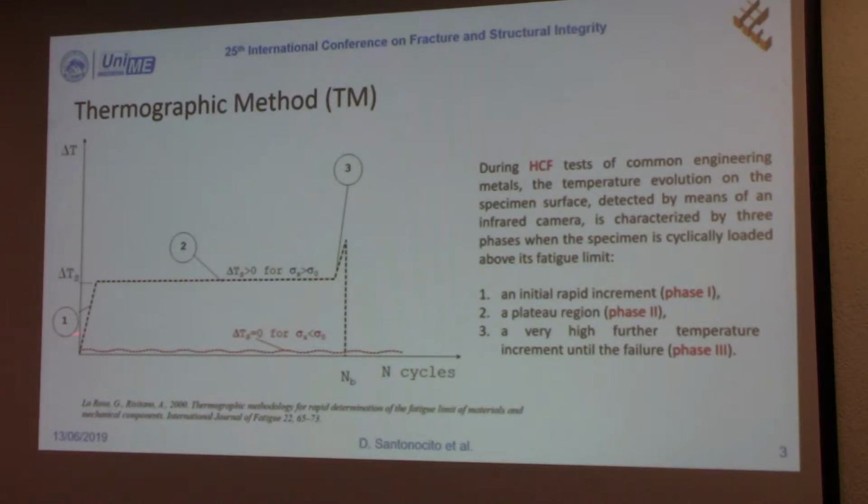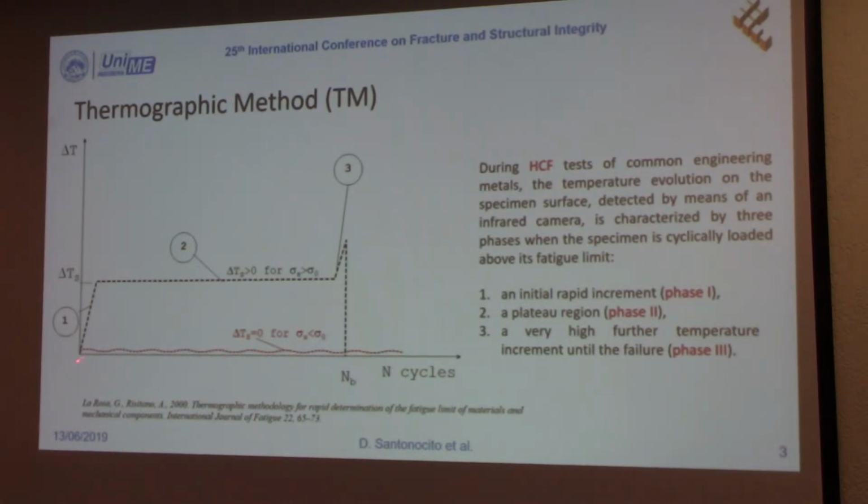A first phase with an initial rapid increment of the temperature until a stabilization temperature, and then the phase 2 with the plateau region. Then in the phase 3 there is a very high increase in the temperature of the material. On the other hand, for a load below the fatigue limit, we don't have any thermal increase in the specimen surface.